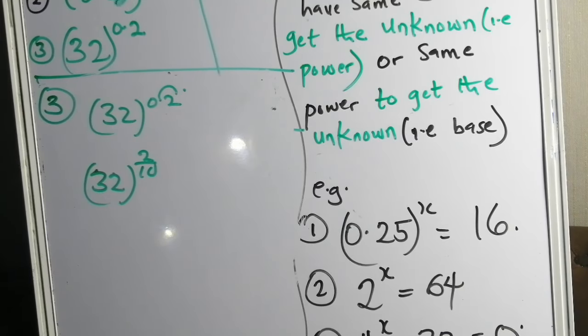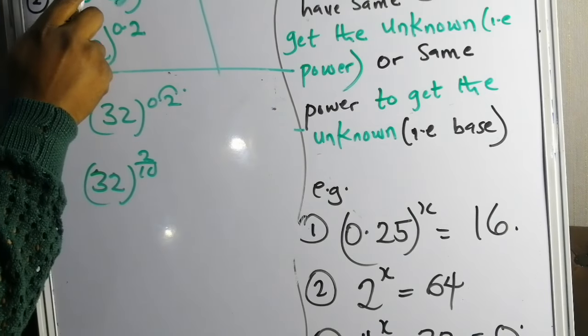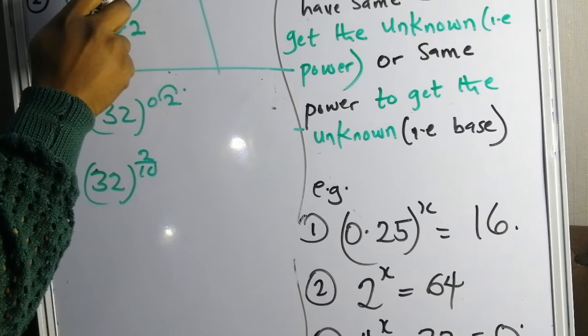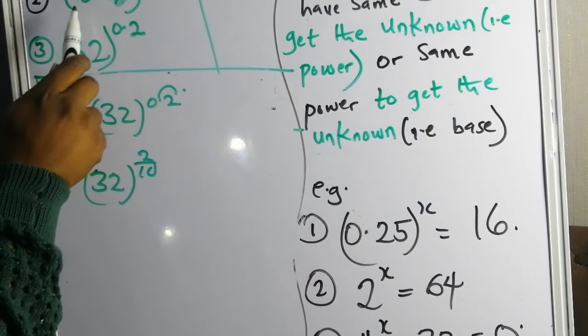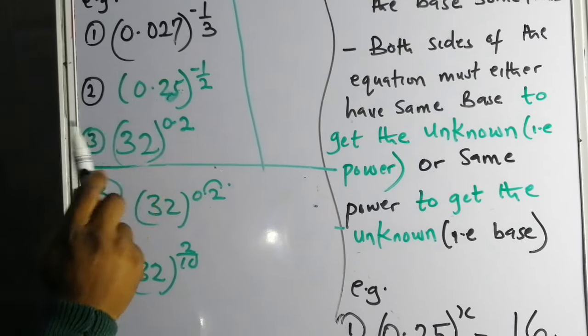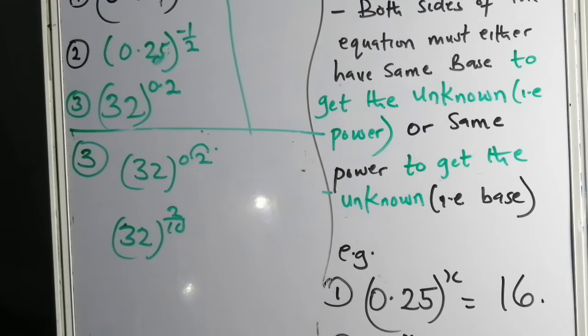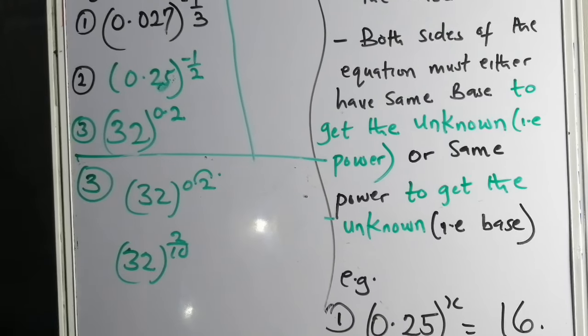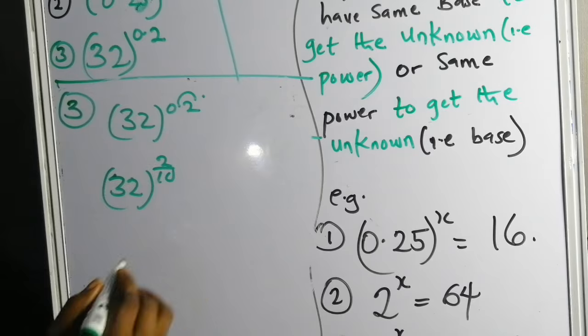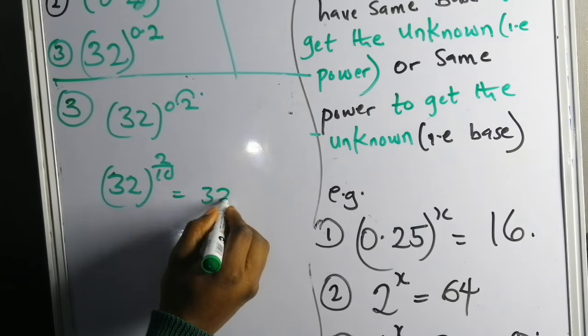You move the point to the back of the last figure. In number 1 here, we move the point to the back of the last figure, which is 3. The last figure there is 7, and we take it to the back. In number 2 here, we move the point to the last figure, which is 5. That's why we are having 2, 0. But in this case, the last figure there is 2, and we move it to the back, that's 2 over 10. So this one is the same thing as saying 32.